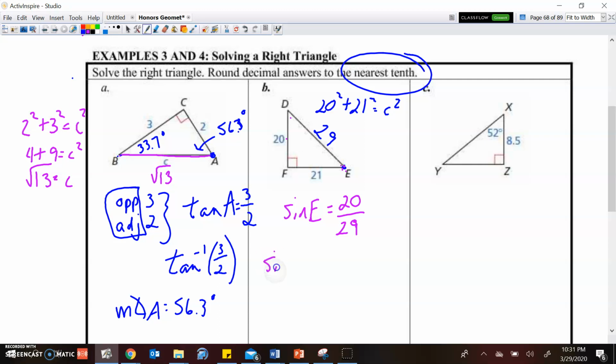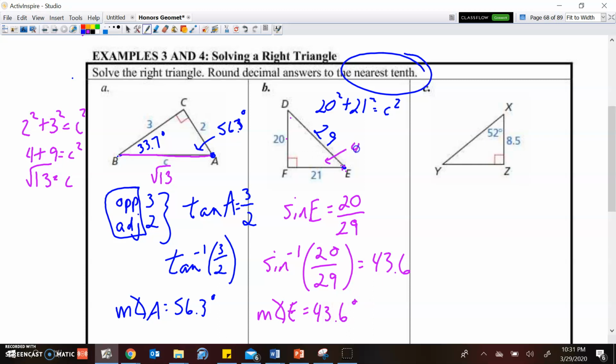Here's why this is important, because now we can say the inverse sine of 20 over 29 is going to tell us the measure of angle E. So 20 over 29 is 43.6. So the measure of angle E is 43.6 degrees. So this angle in here is 43.6. And then to figure out what the other one must be, I would take 90 minus that value, and measure of angle D is going to be 46.4 degrees.